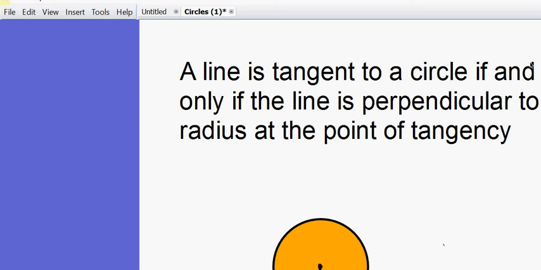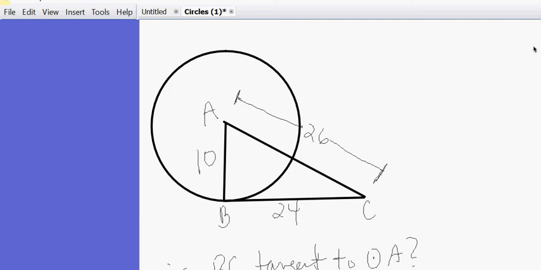Let's say this is the point of tangency. Well, yeah, it's going to make a right angle right there. But this was the point of tangency that we were talking about. So this is the tangent line at that point, and it's perpendicular to the radius at that point. So that's the definition of tangent. The formal definition, if you will. All right, so next slide.